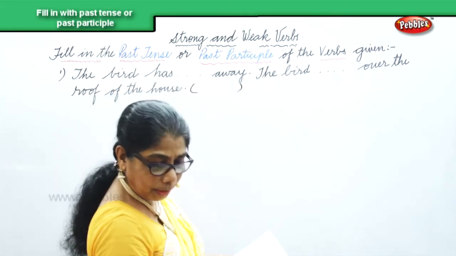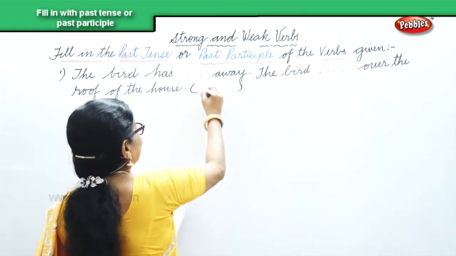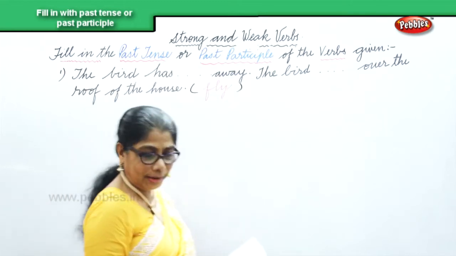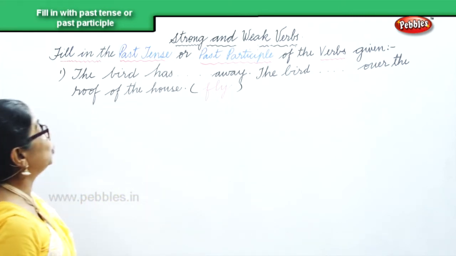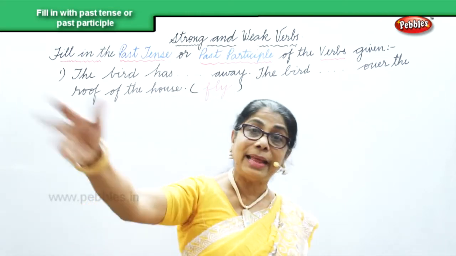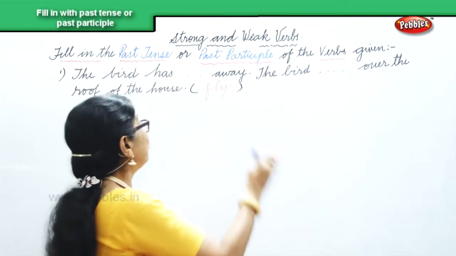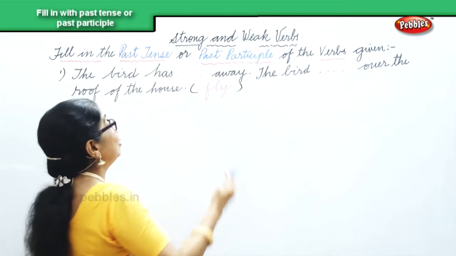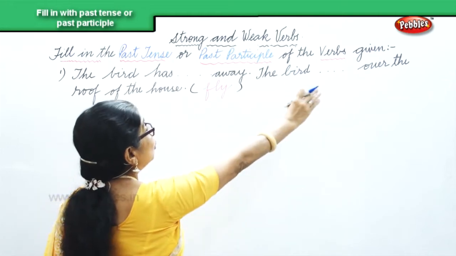Now let's look at the verb, what is given to you. You have been given fly. The verb given is fly. Look at the sentence carefully. The bird has dashed away. So what will it be? The bird has flown away. Fly, flew, flown. So the past tense is fly, flew. The bird has flown. The bird flew over.